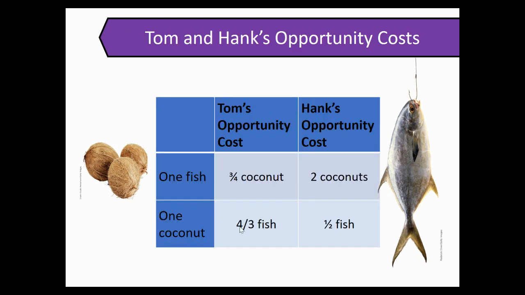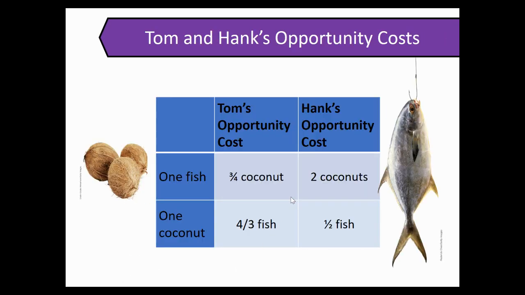So if we calculate their opportunity costs, we specialize in trade. For one fish, it costs Tom 3/4 of a coconut. It costs Hank 2 coconuts. For one coconut, it costs Tom 4/3 of a fish, or it costs Hank 1/2 of a fish.